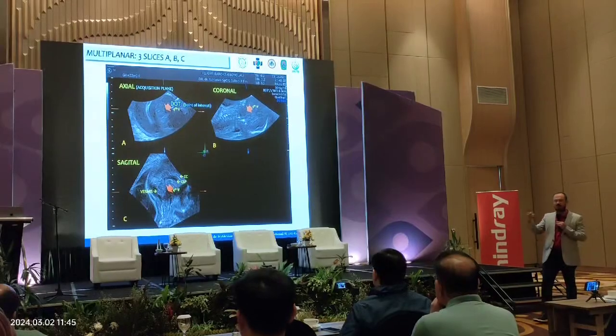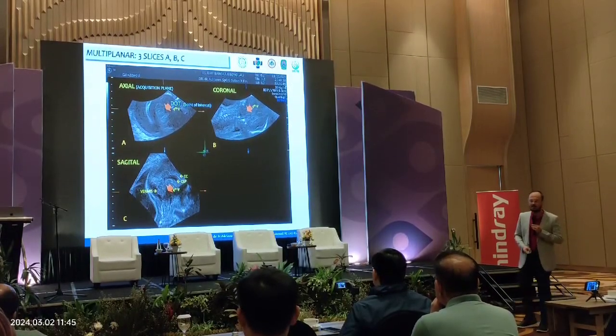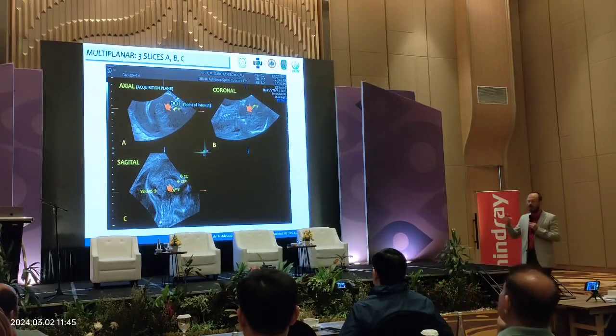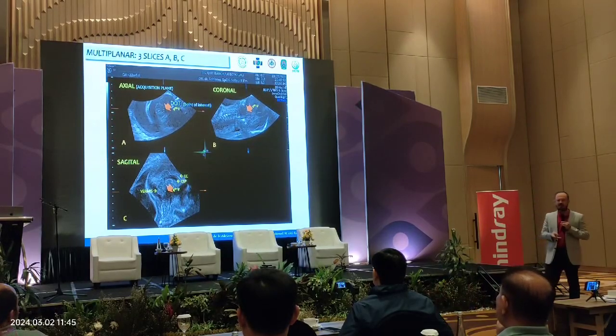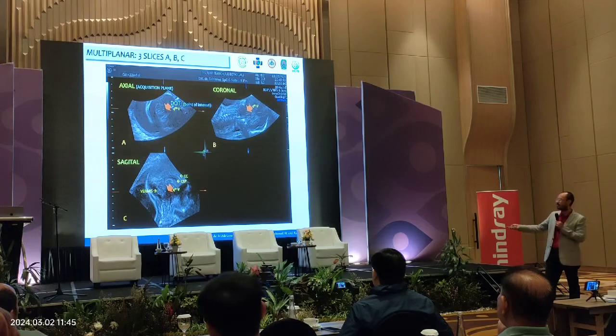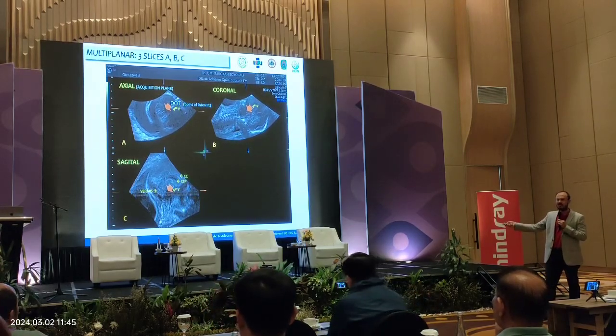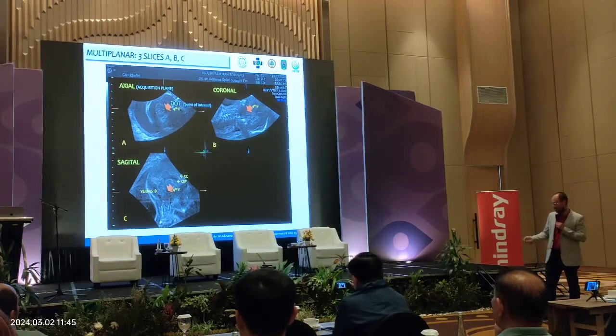Okay? If we are talking about Dandy-Walker malformations, vermian hypoplasia, or mega cisterna magna, or abnormalities like a Blake's pouch cyst in the posterior fossa, we should obtain this plane by using multiplanar.